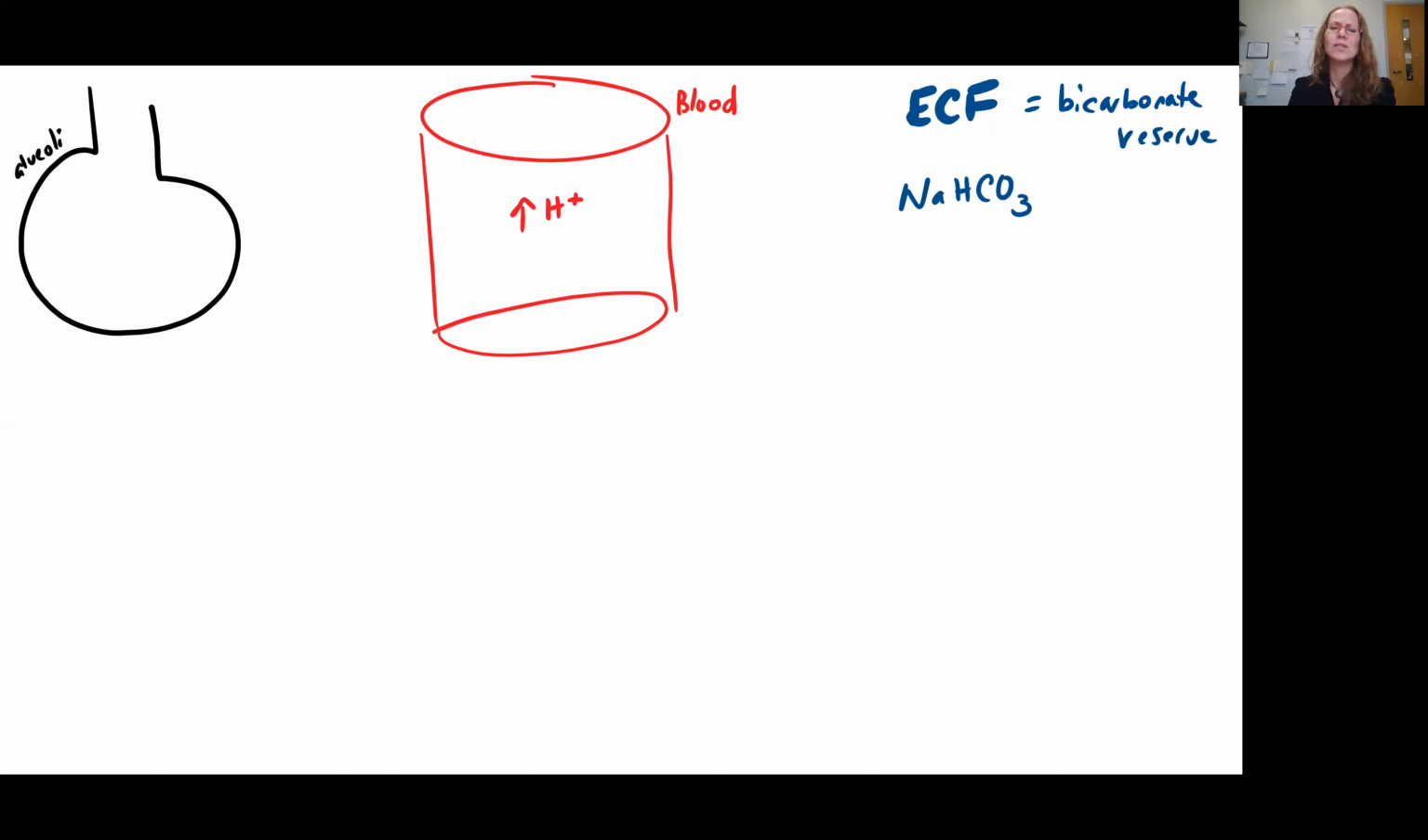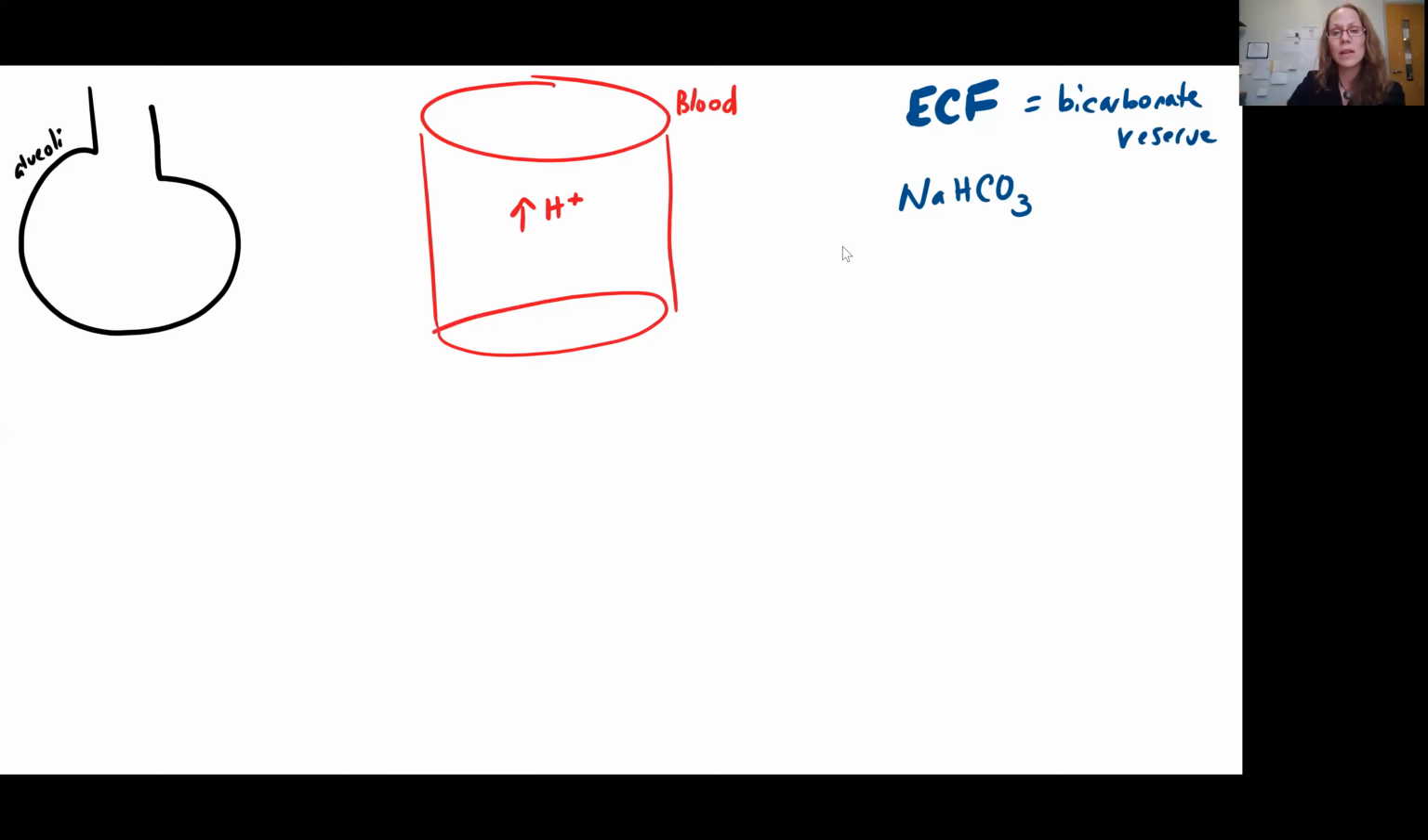Okay, so in this drawing here, I've drawn my alveoli, so that's my lung, and my blood, and my extracellular fluid. And in the extracellular fluid, you have a huge bicarbonate ion reserve, and typically that HCO3 minus is pairing up with all of that Na plus, all of that sodium ion that's already there in solution. So we're forming sodium bicarbonate.